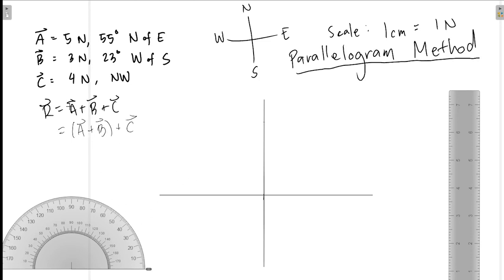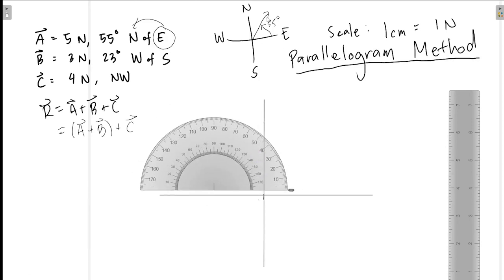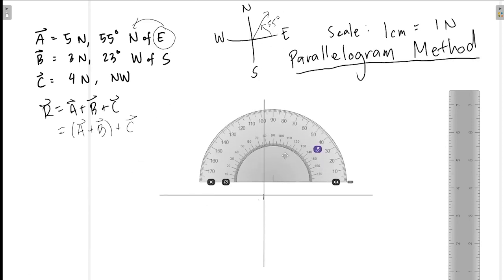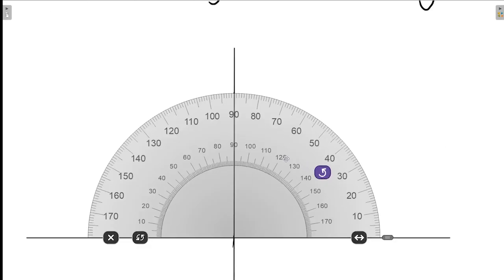First step is to draw vector A. So, let's look at the direction first ng vector A. That is 55 degrees north of east. So, ibig sabihin, galing tayong sa east, papunta tayong north by 55 degrees. So, from east, let's go north by 55 degrees. Okay, so yun yung direction of vector A. So, using our protractor, let us mark out this angle here. So, 55 degrees is around here.